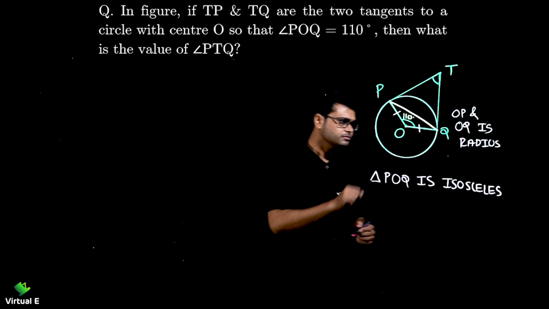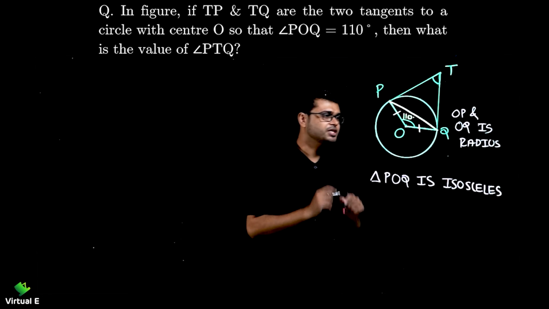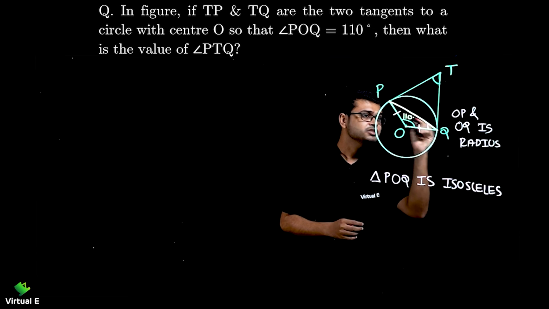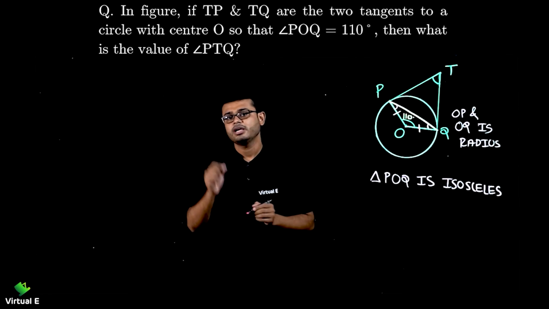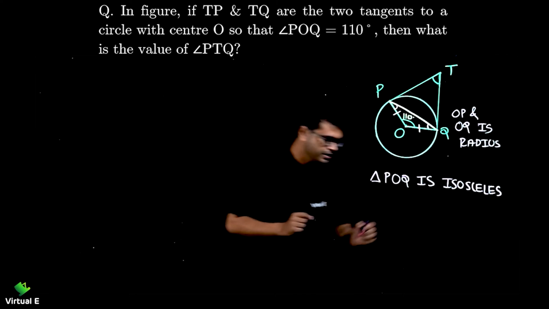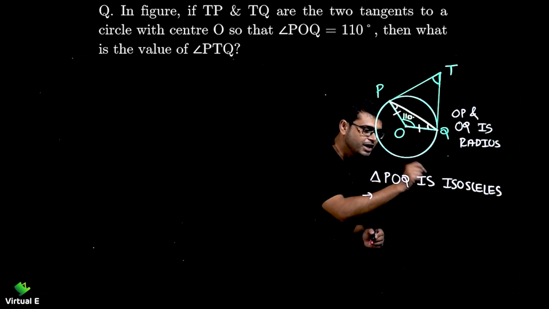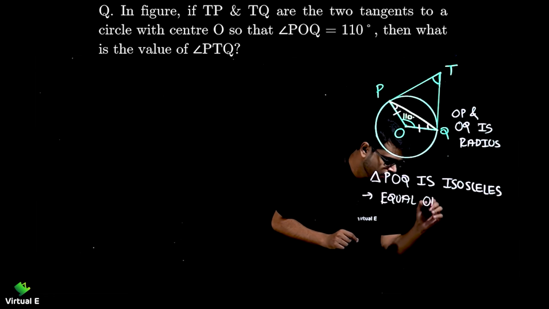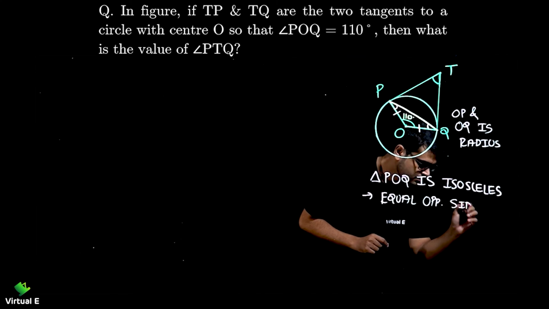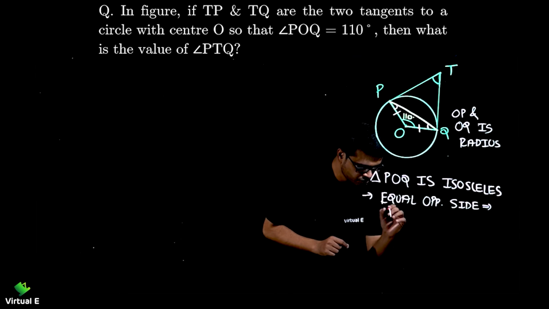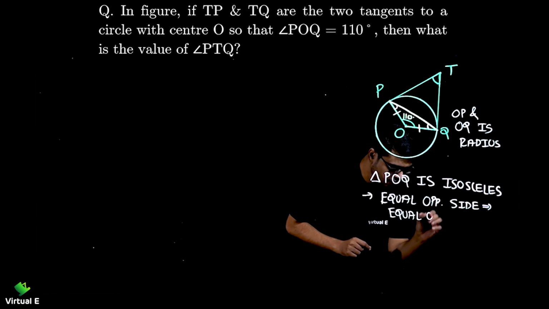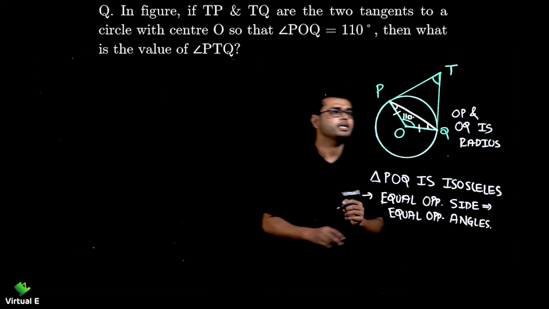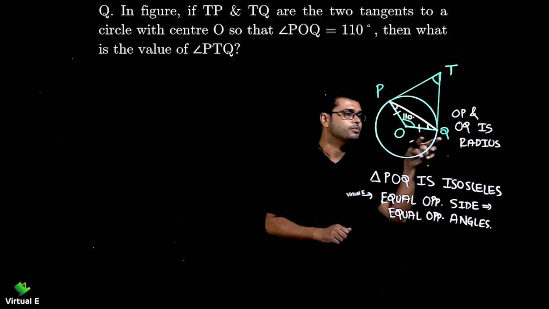Simple. Now about the angles, we want to find the angles, not the sides. Why are we discussing the sides while we want to find the angles? The reason is that these two angles will be equal, because equal opposite sides will give you equal angles. This is the main motivation for talking about the isosceles triangle. Equal opposite sides means equal opposite angles. Remember, equal opposite angles.